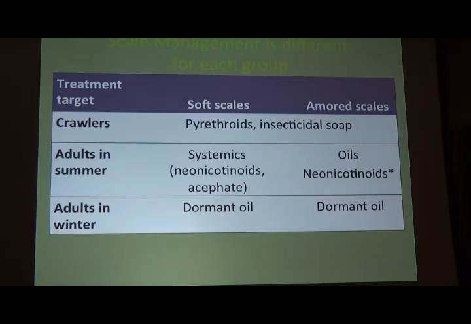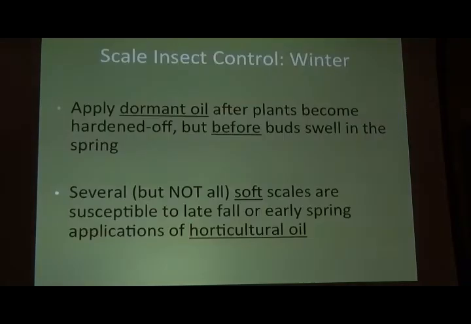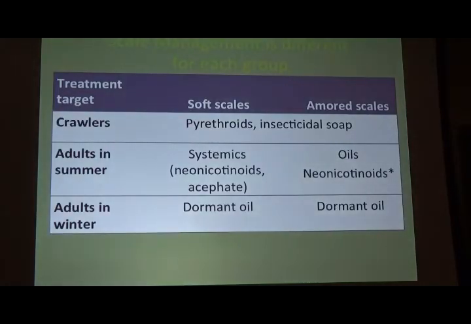Otherwise, for soft scales, we can control the adults in the summer with systemics. But remember, the neonicotinoids don't work, so I wanted you to be very mindful of that for the soft scales because they're phloem feeders. Over here, for the armored scales, we can control them pretty readily. But we need, oh, I jumped ahead there, my bad. And then the adults in the winter, we can use dormant oils. Do not use dormant oils in the summer.